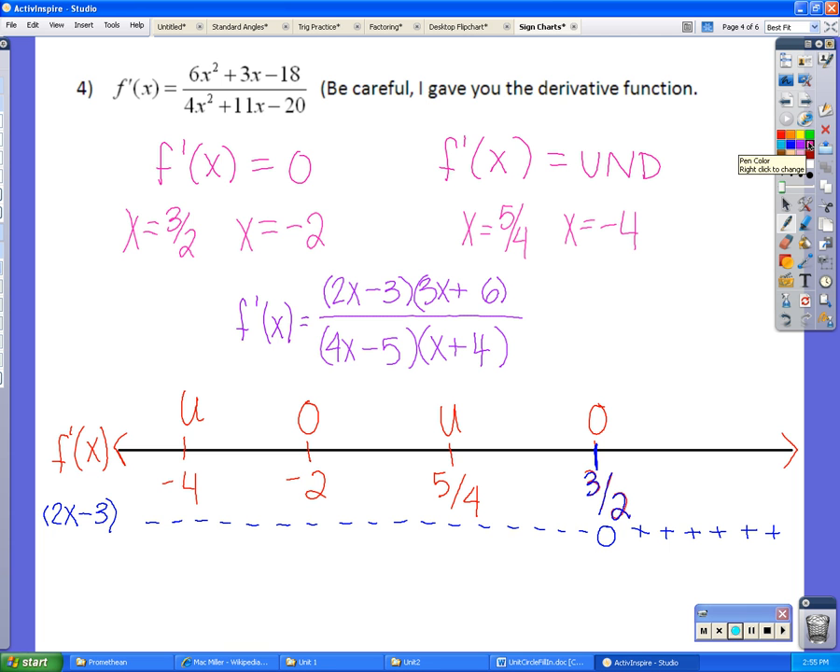The next factor would be 3x plus 6. The zero for that factor was -2. So go to the left of -2 and pick a value less than -2, like -1000. That would give me negatives. But once I hit -2, it'd be 0, and afterwards it'd be positive.